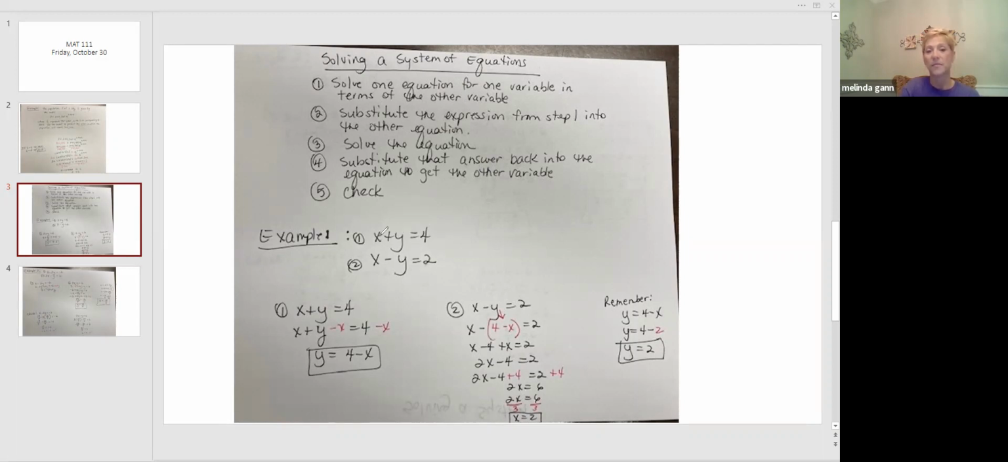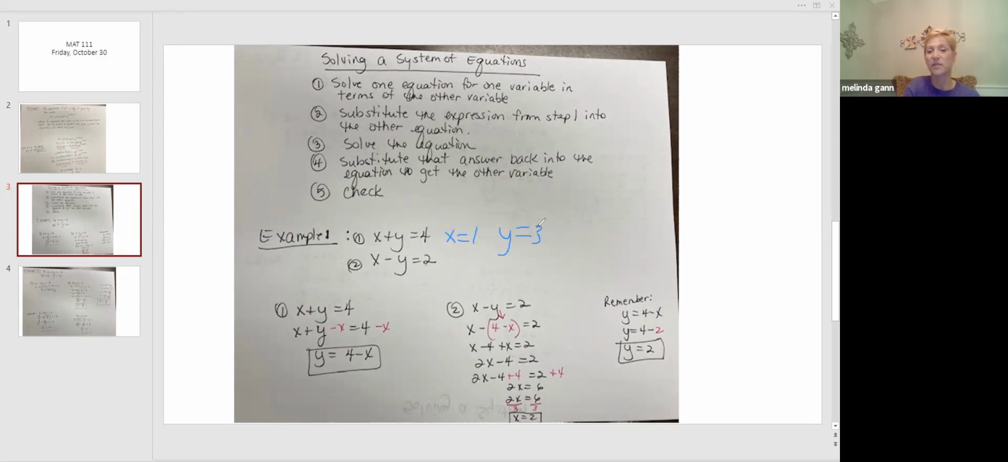So for instance, suppose x was 1 and y was 3. Now notice that if you substitute in that first equation, 1 plus 3 is 4. But if you put that down here, 1 minus 3 is not 2. 1 minus 3 would be negative 2. So this is not a solution to the system.